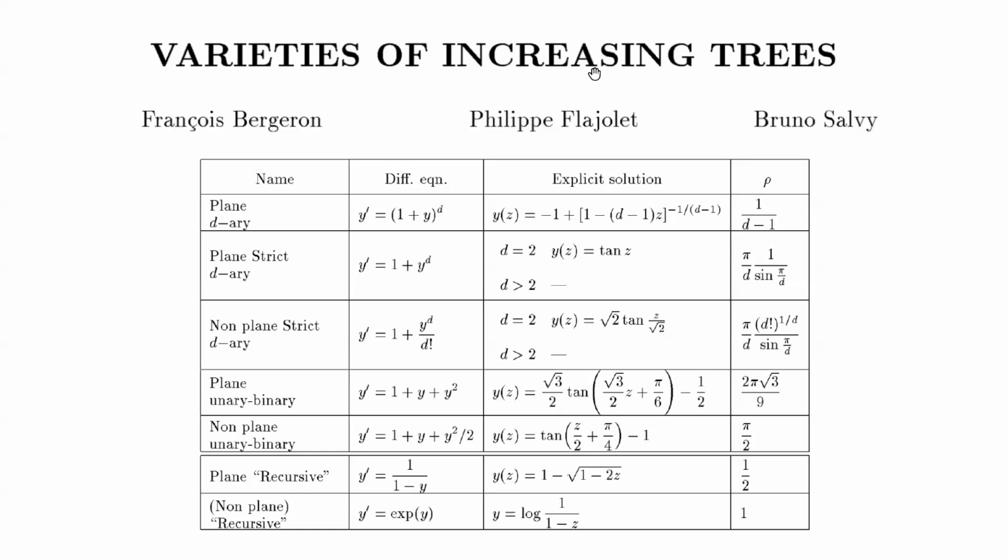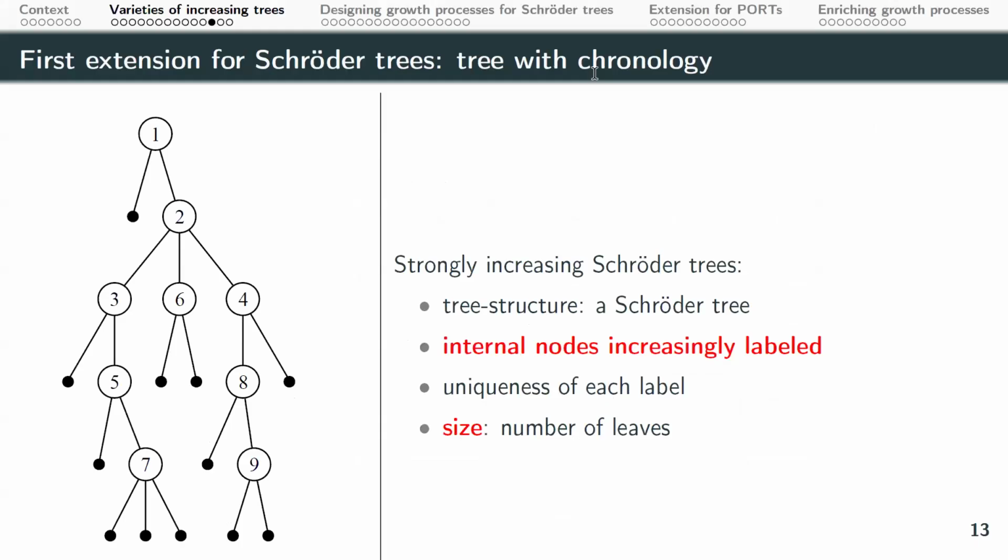They gave the differential equation satisfied by the generating function, and they were able to explicitly solve some cases and to prove many properties of these trees. Okay, so we could apply this method in order to take Schroeder trees whose leaves are counted for the size and where we increasingly labeled the internal nodes.